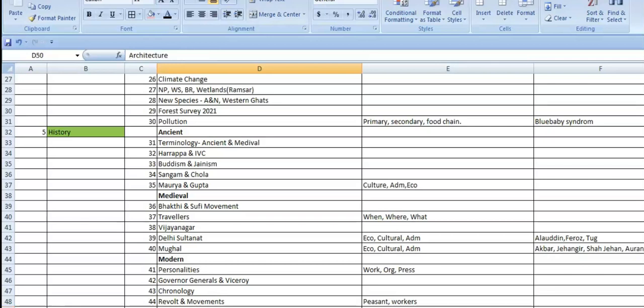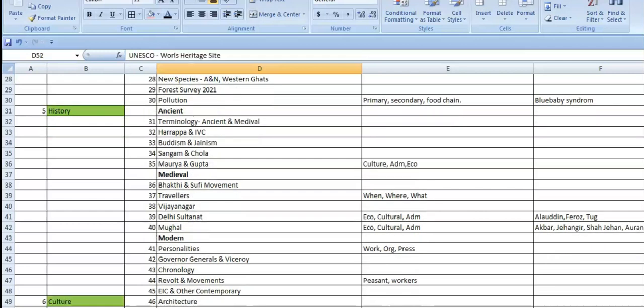Next one is culture, where you have to concentrate on architecture, the Dravidian architecture. There are a lot of architectural styles, the Sun Temple at Konark and the Rajaraja Temple. What are the types of architecture, who built which monument, in which area, in which period, and what different things are depicted there?